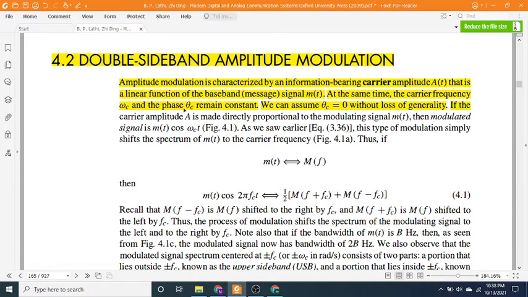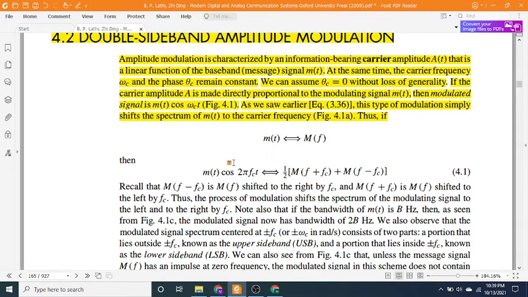If the carrier amplitude A is made directly proportional to the modulating signal m(t), then the modulated signal is m(t) cos ωct, Fig. 4.1. As we saw earlier, Eq. 3.36, this type of modulation simply shifts the spectrum of m(t) to the carrier frequency, Fig. 4.1a.